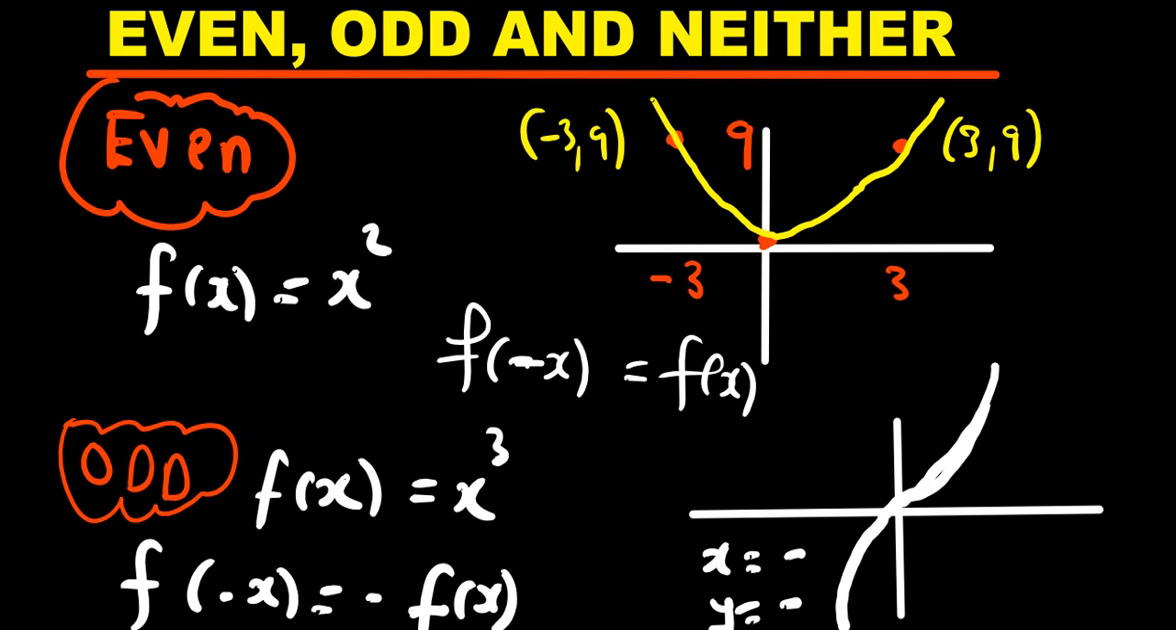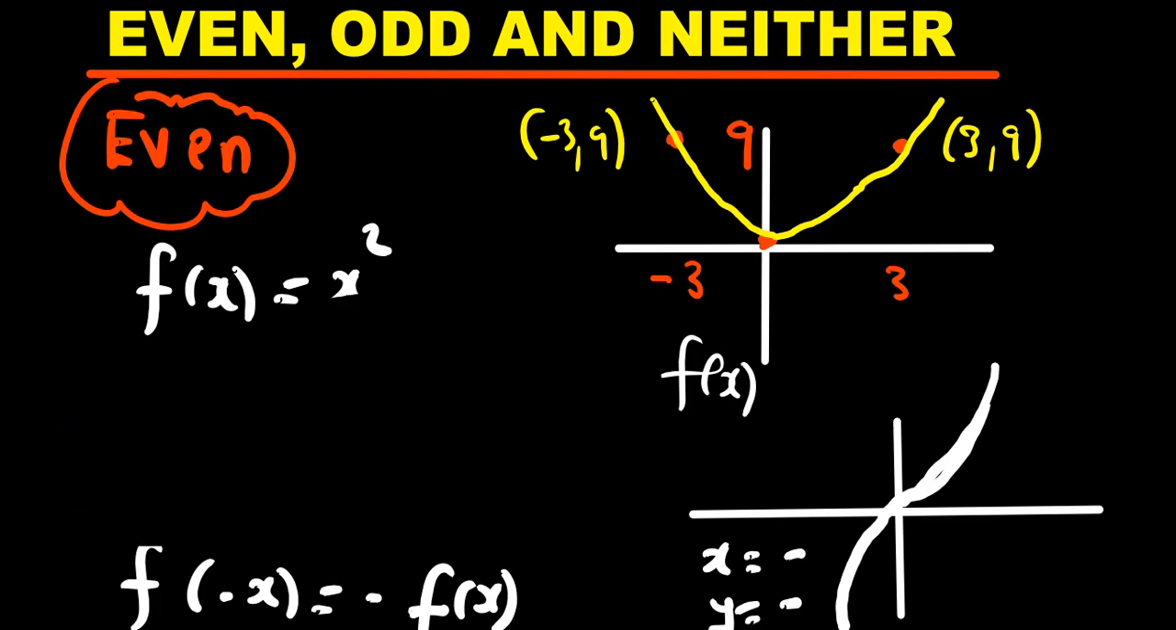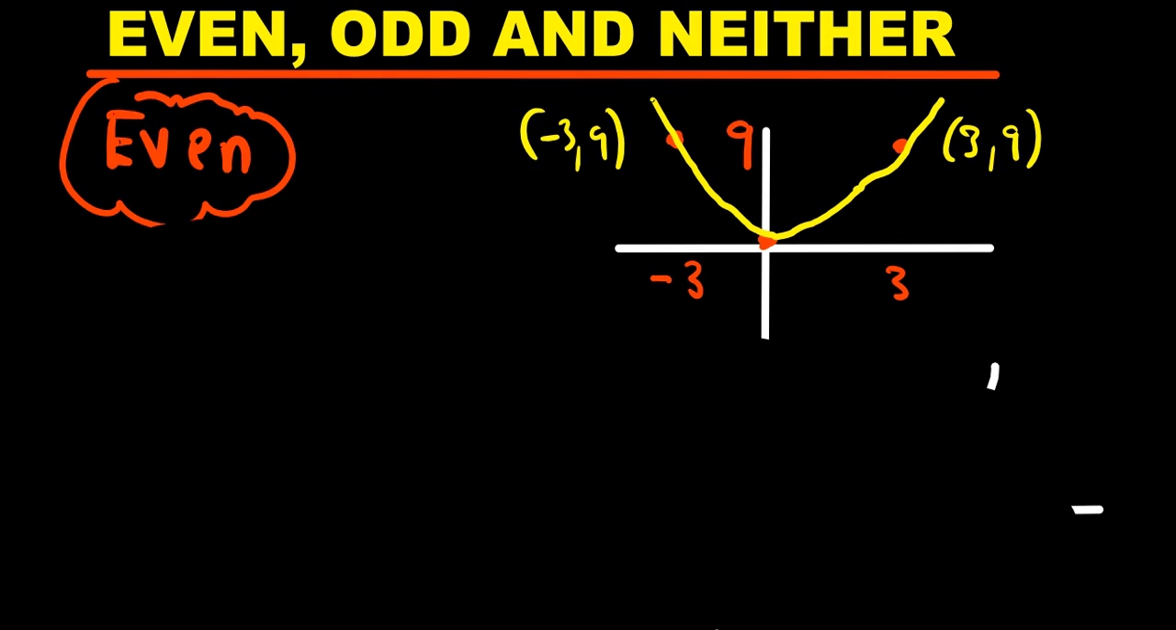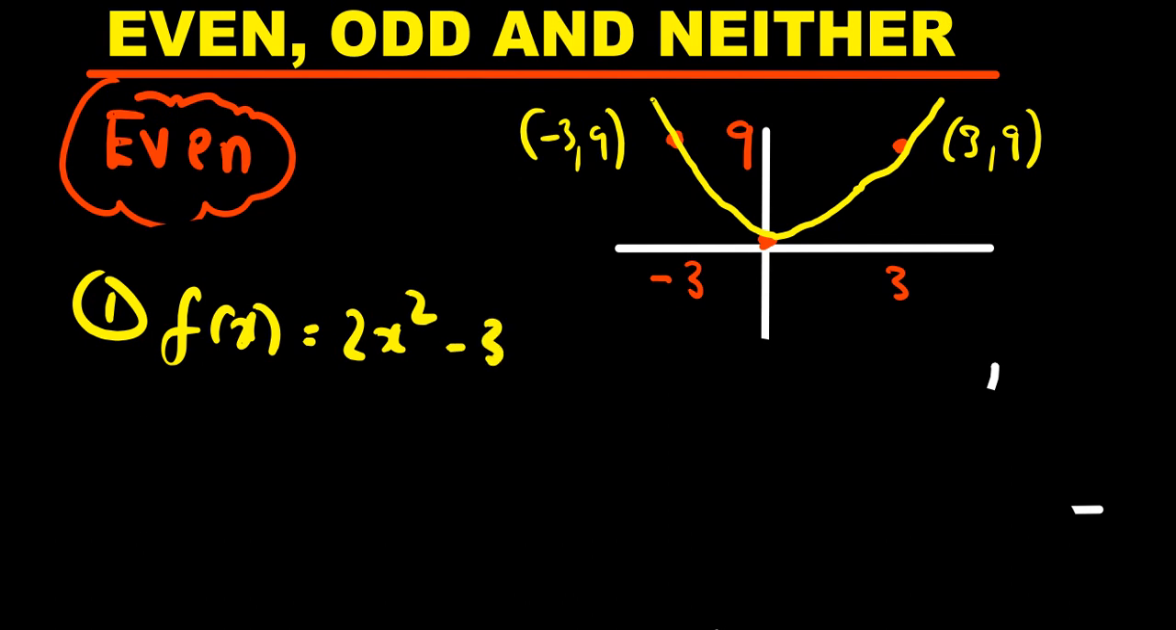If a function doesn't satisfy either of the two, it is called a neither function. Very, very important. Then let me solve an example just to put it into context. Let's say you are given f(x) = 2x squared minus 3, and another scenario is f(x) = 2x to the power 3 minus 3x.